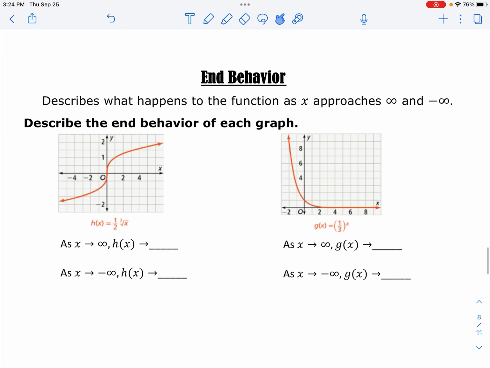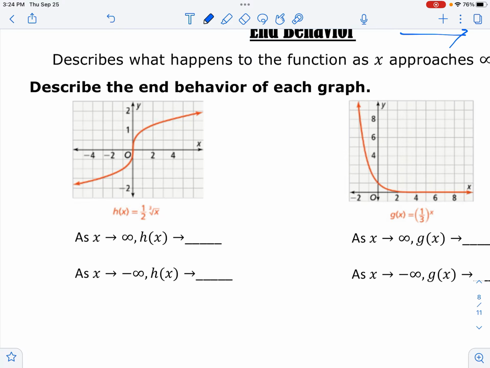End behavior. End behavior is a little interesting. This describes what happens to the function as x approaches infinity and negative infinity. And when we say "as x approaches," you oftentimes will see an arrow. That means approaching, or approaches.